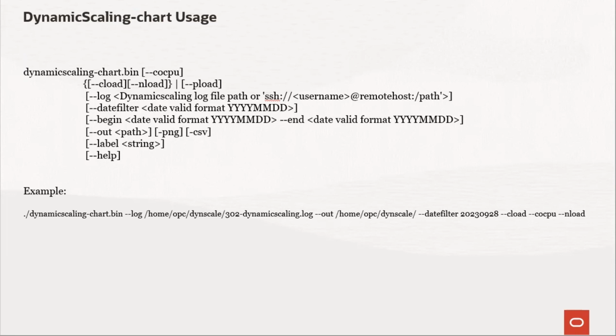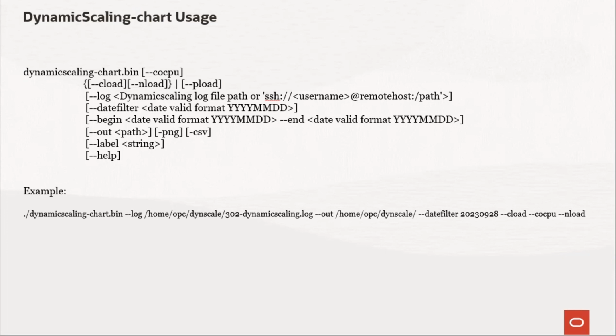Dynamic scaling chart options are listed here. Your COCPU, your current OCPU, C load, your cluster load, N load, your node load, P load, your plugin load, and your log, where your dynamic scaling log file path is. You can give date filter to filter by a date, or you can give a begin and end to filter by a period. Your out, where your path to save the HTML or your PNG file.